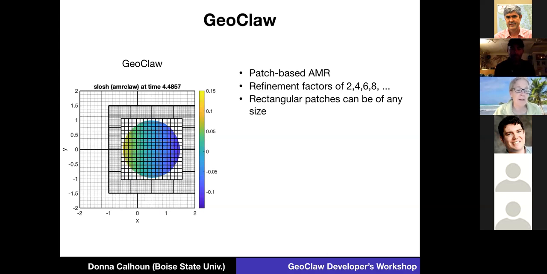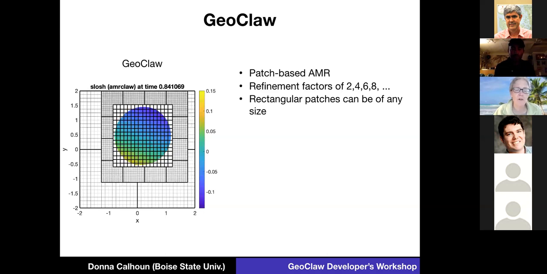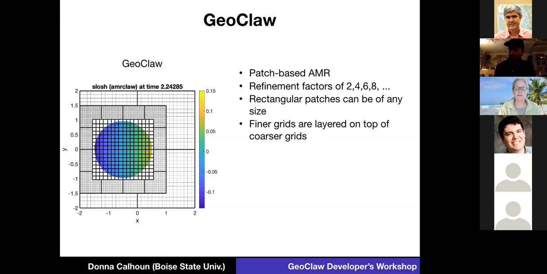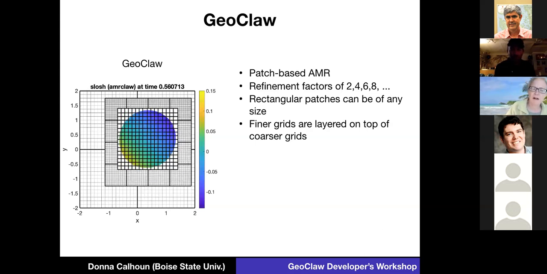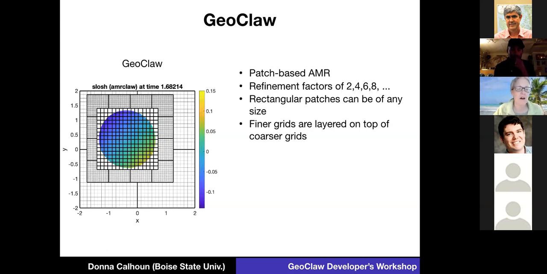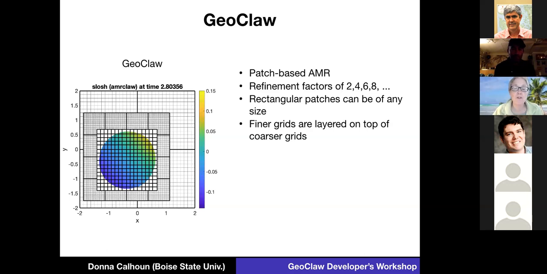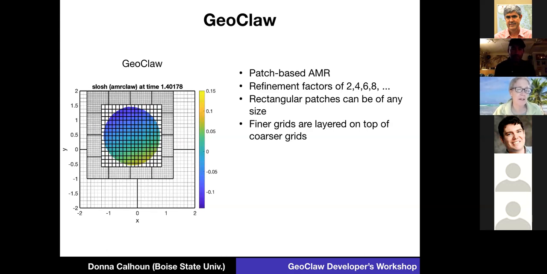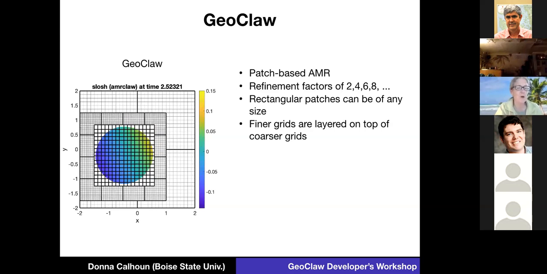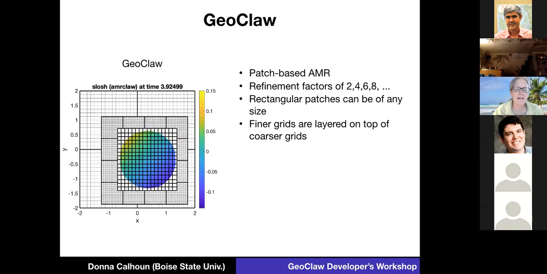Rectangular patches can be of any size. Here we have large coarse patches and smaller fine patches. When I say any size, what I mean is the actual grid resolution. Obviously the fine patches are going to be smaller, but there are actually more points per patch on the finer grids than on the coarser grids. Finer grids are layered on top of coarser grids, and here you can get the impression that the fine grids are floating on top of the coarse grids, and that's exactly what's happening.